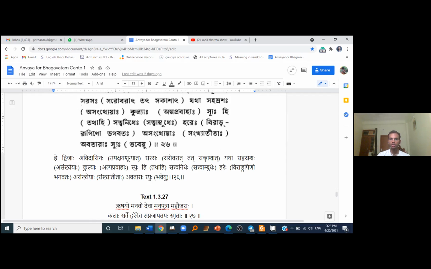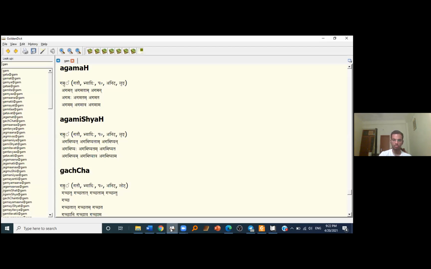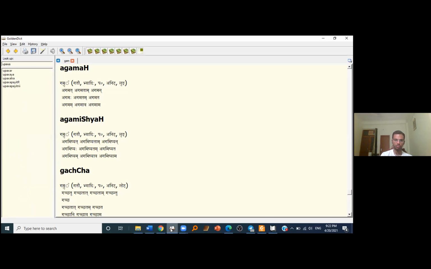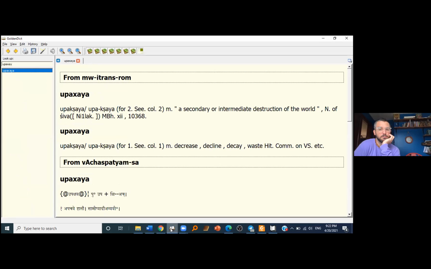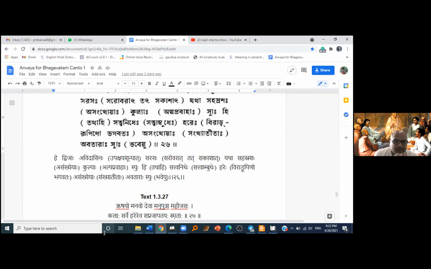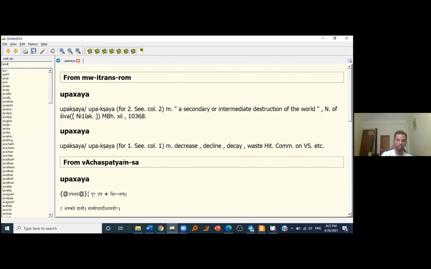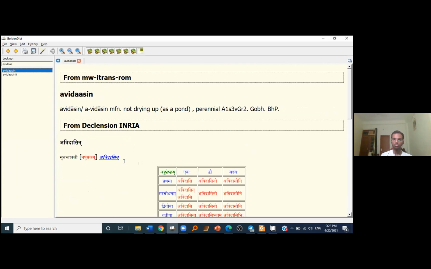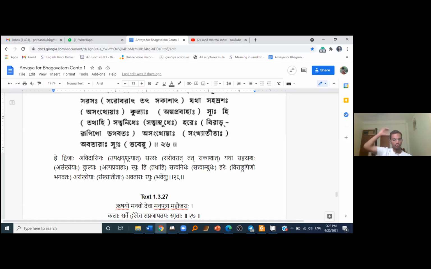Avidasinah upakshaya shunyat sarasah, sarovarat tat sakashat, upakshaya shunyat. Without any distraction, huh? What is Abhidasi? Not drying up. So upakshaya shunyat sarasah sarovarat tat sakashat yatha sahasrashah asankhyeya kulya alpa pravaha.